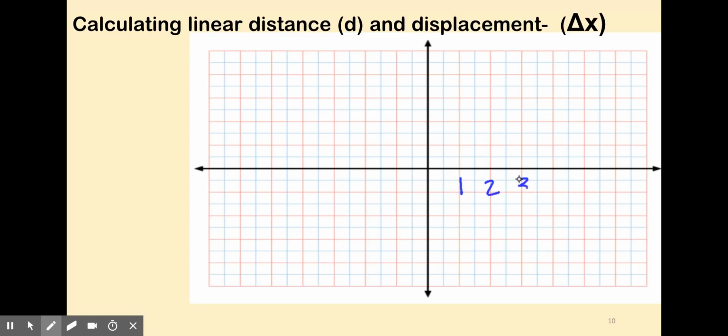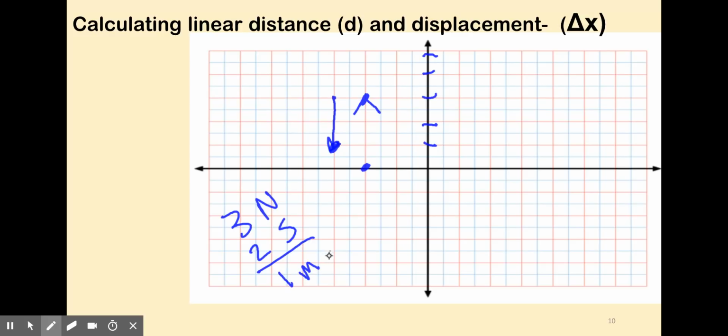1, 2, 3, 4, 5, 6. Well, let's do something on the Y because it works both ways. We can go up and down. 1, 2, 3, 4, 5. If I move from here to there and then turn around and walk back here, I go 3 north, 2 south. So opposite direction, subtract, and I ended up 1 meter from where I started. Total distance, 5 meters. Change in position, displacement, 1 meter.